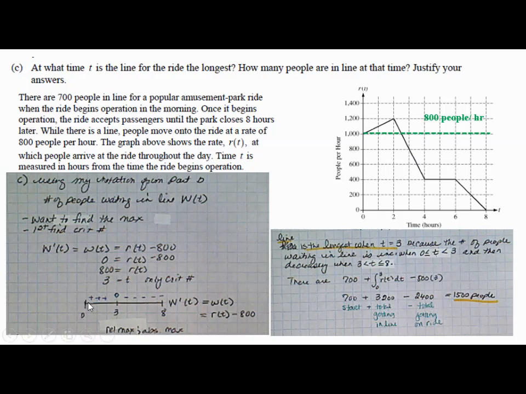Okay, so then you'll see that, well, when is waiting in line positive and negative? Well, when t is less than 3, it's positive, and when t is greater than 3, it is negative. Okay, and our time stops at 0 and 8.